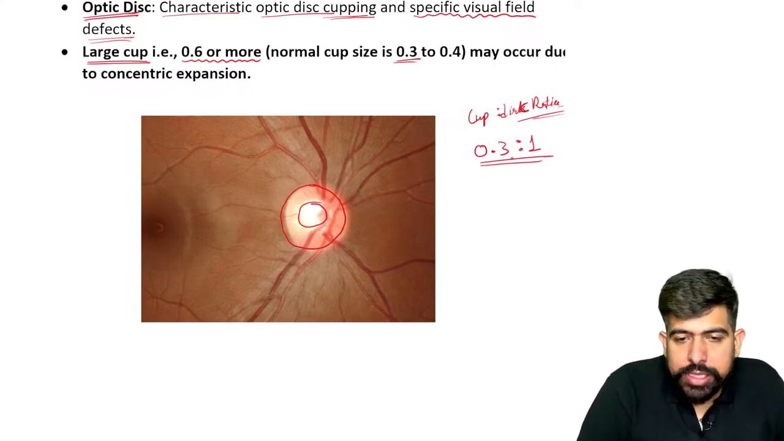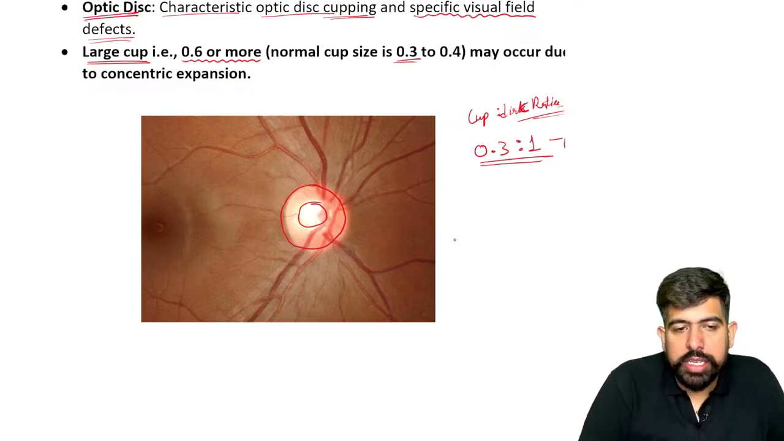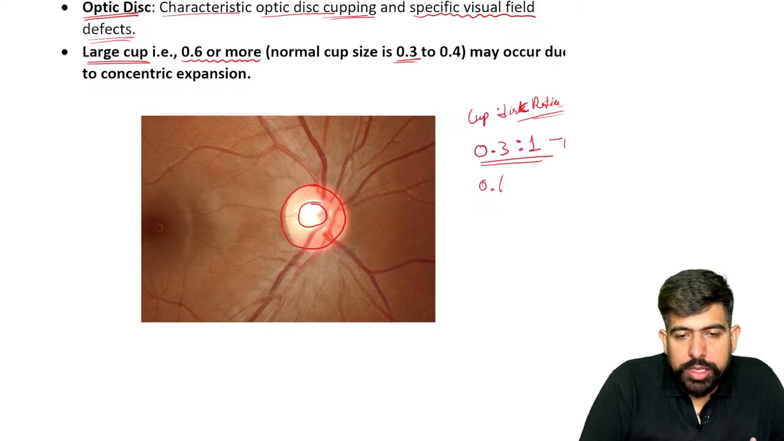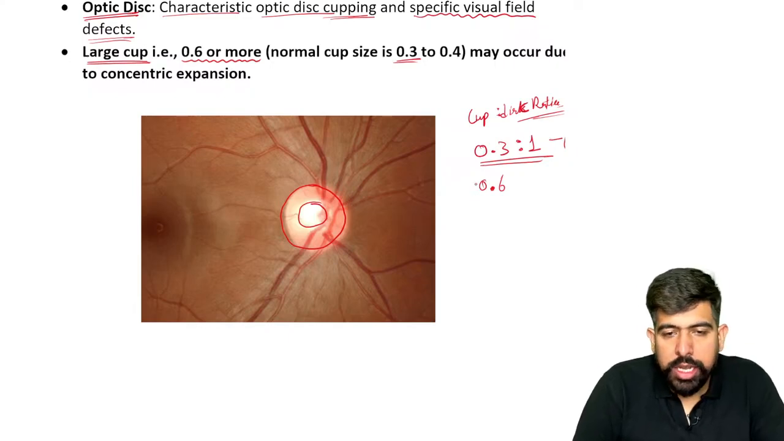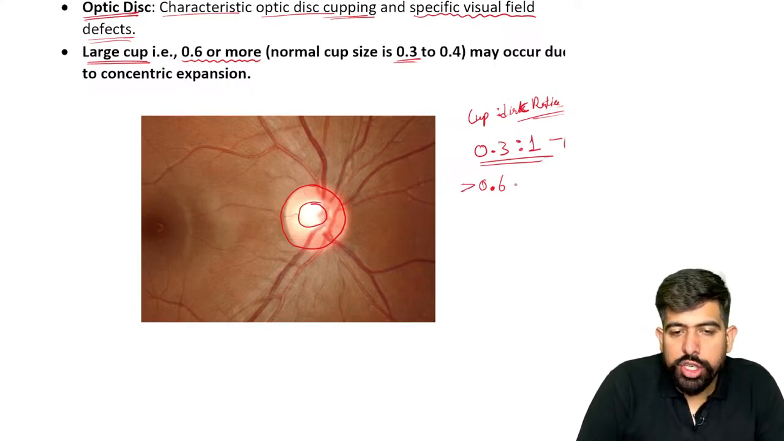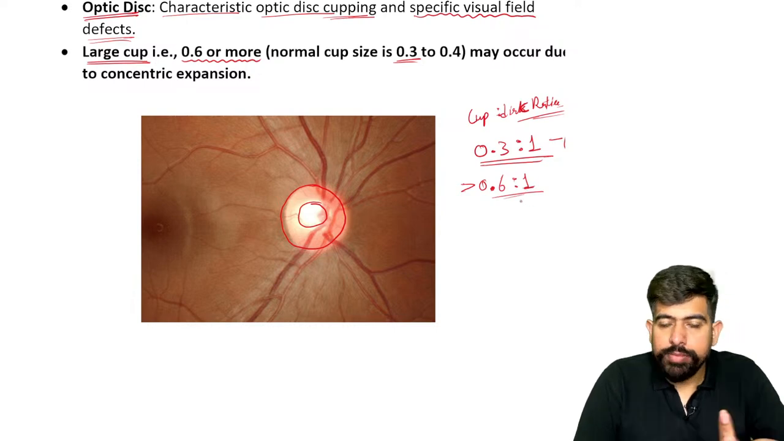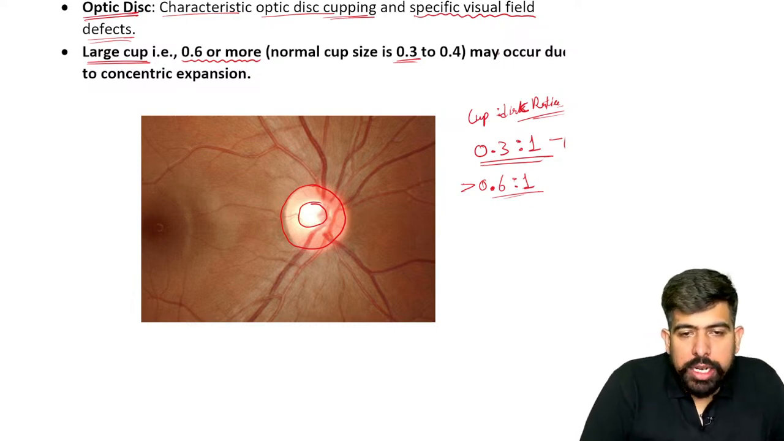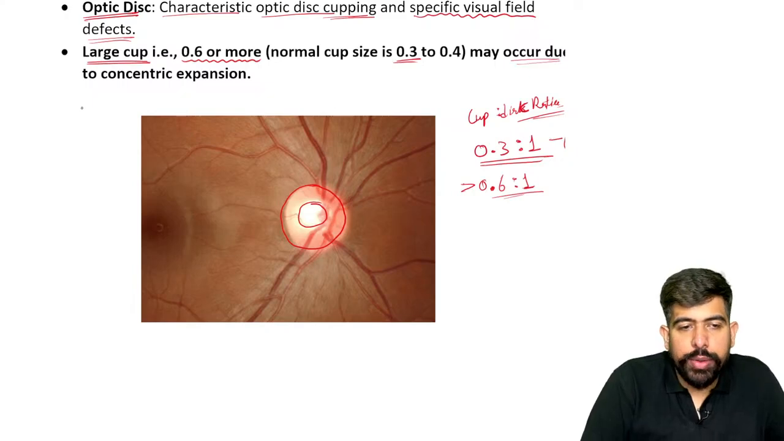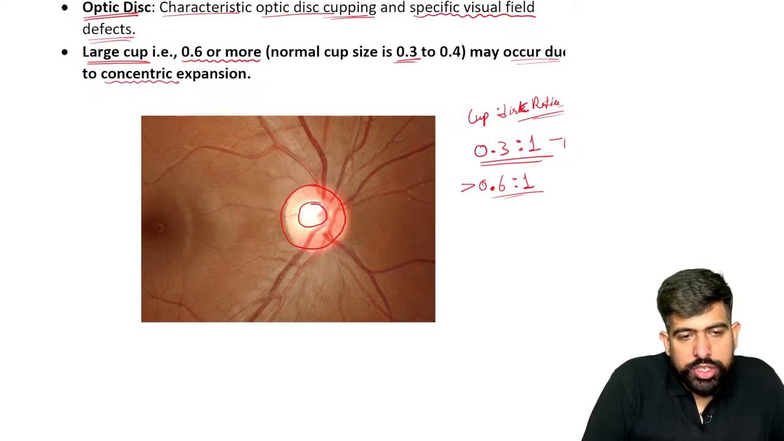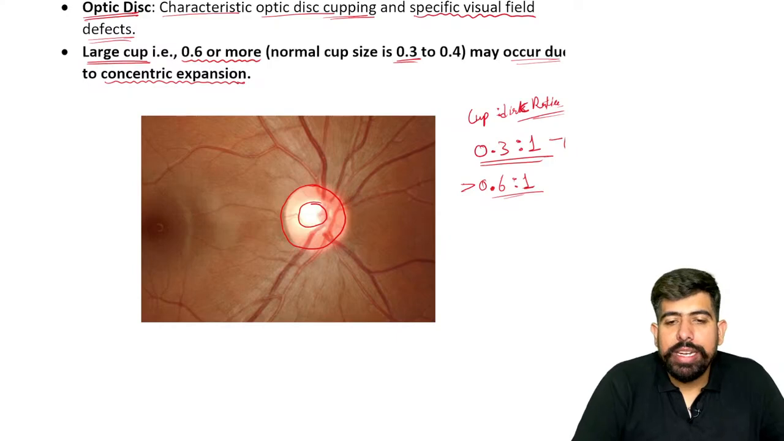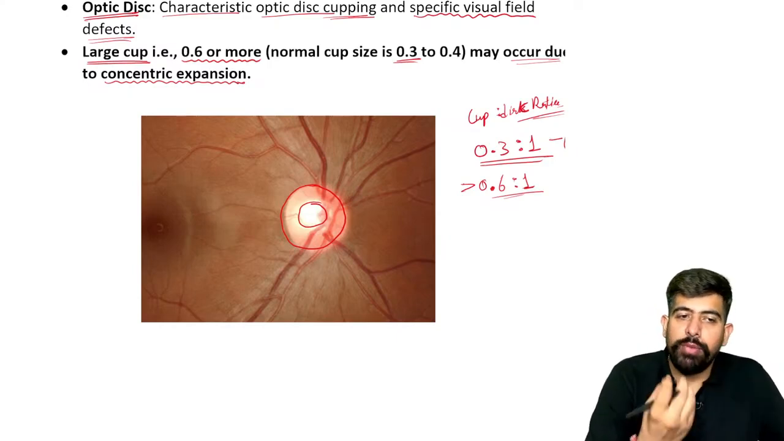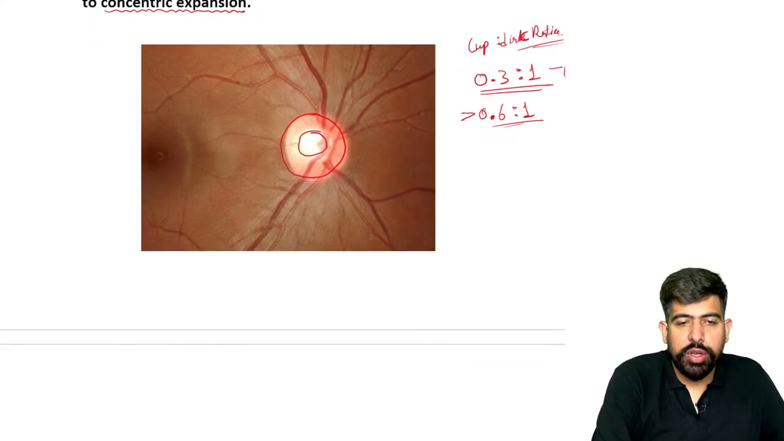As this is normal, if it increases to 0.6 or more, right? If I'm talking about more than 0.6, and up to 1, this will be more, right? Of course, it may occur due to constriction. And now this cup enlargement will be there. That is the first thing.